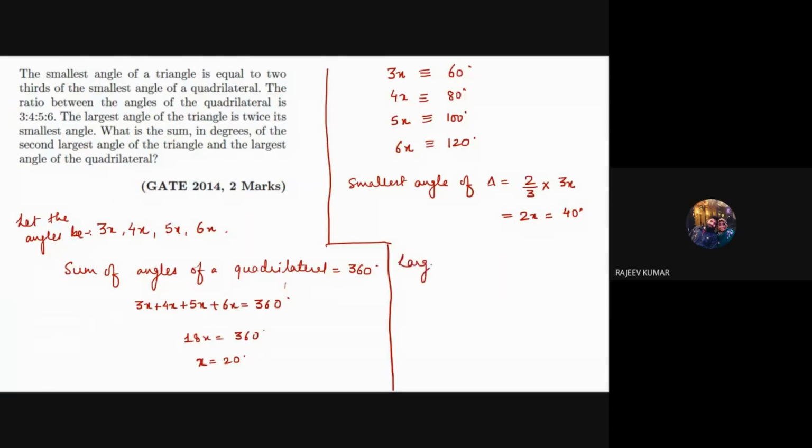The largest angle of the triangle is twice the smallest angle, that is 2 times 40 degrees, so 80 degrees. Right, so you got the largest and the smallest. The third angle of the triangle will become 180 degrees minus 80 plus 40, which will become 60 degrees. Now this is the second largest angle. Now I can identify the sum in degrees of the second largest angle of the triangle, which is 60 degrees, and the largest angle of the quadrilateral, which is 120 degrees. So 60 plus 120, that is what I need to identify. The answer will be 180 degrees.